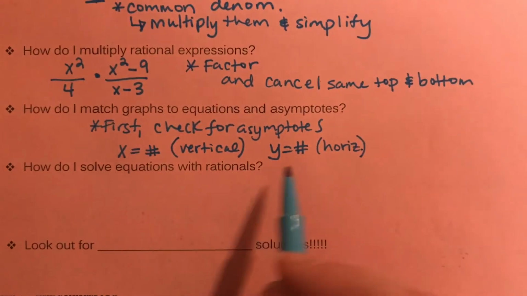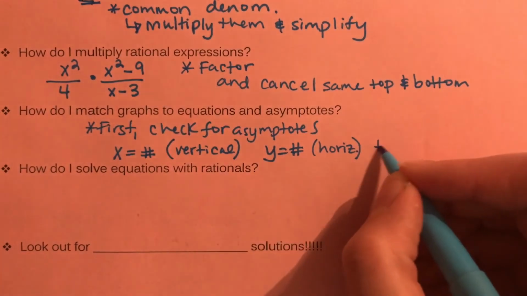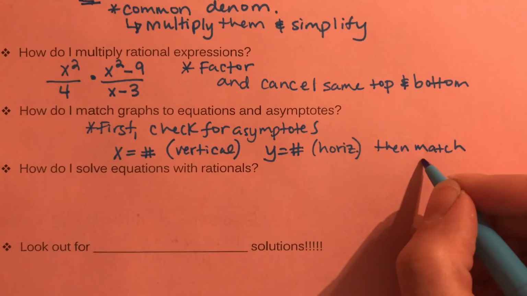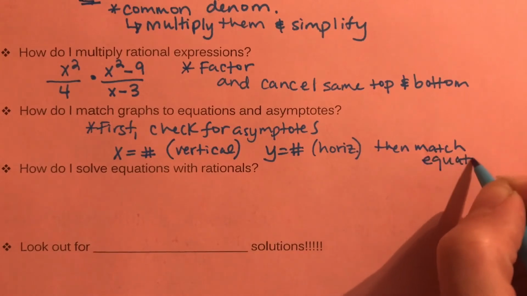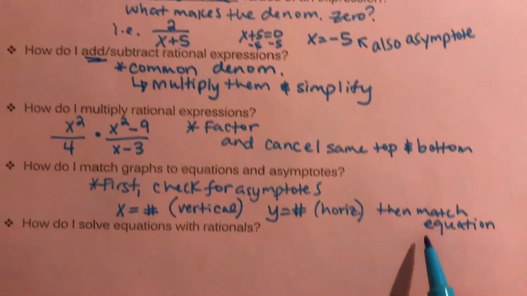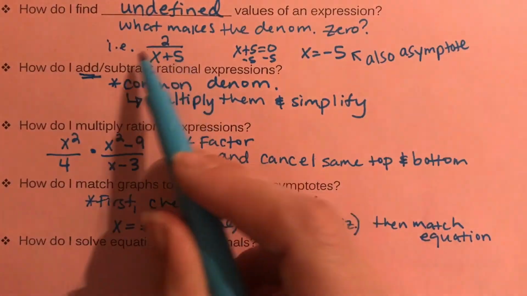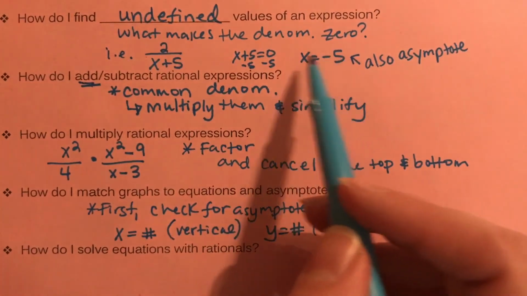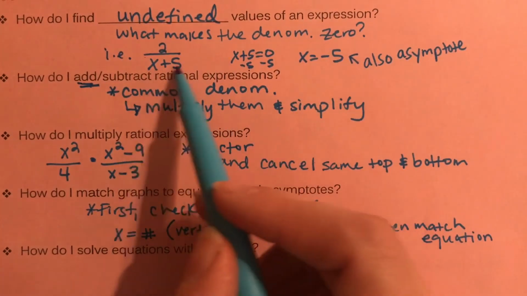Once we found the asymptotes, then we used that to match the equation. So, meaning we could match the asymptote to the undefined value of the equation we had. So if the asymptote is here, then that means underneath it should be x plus 5.